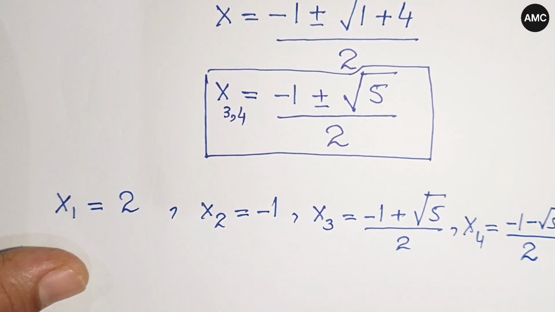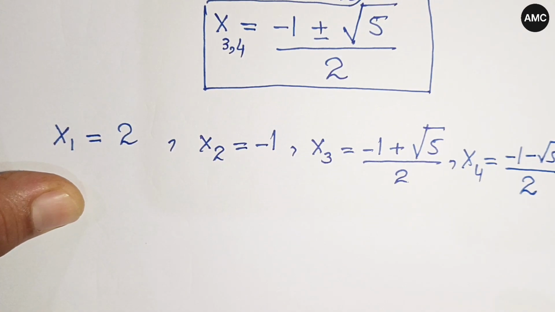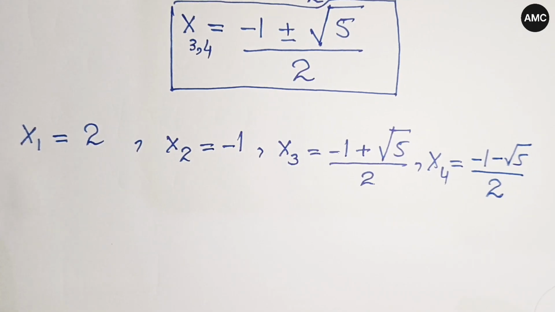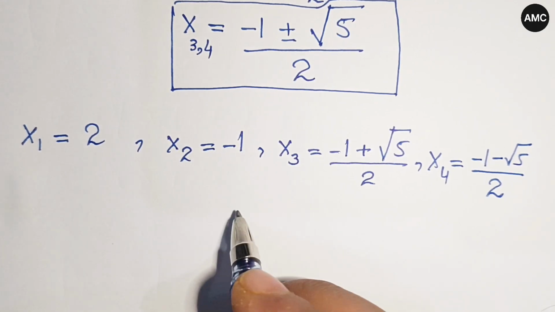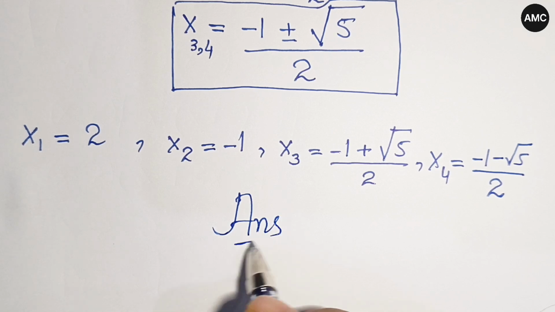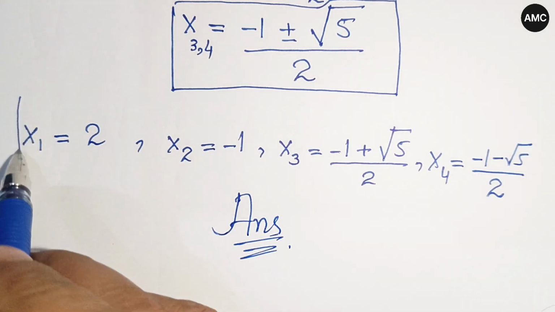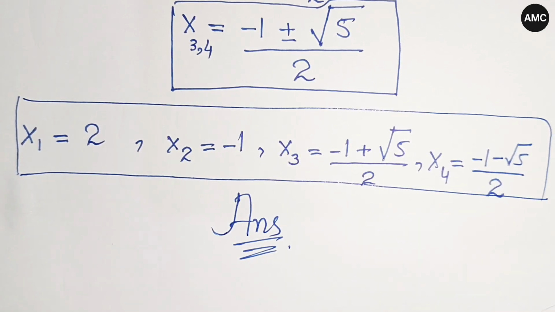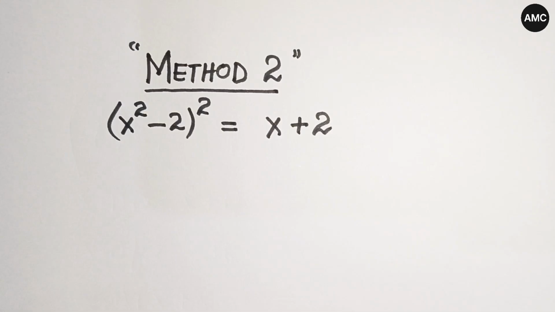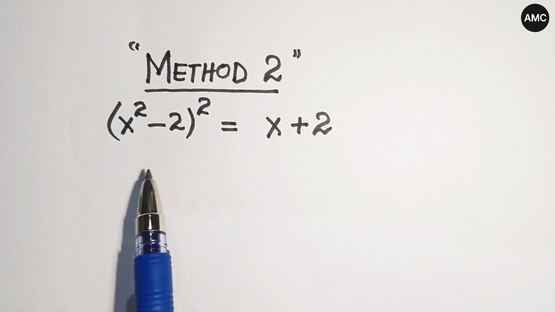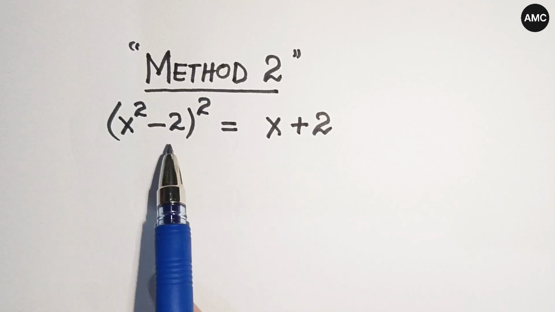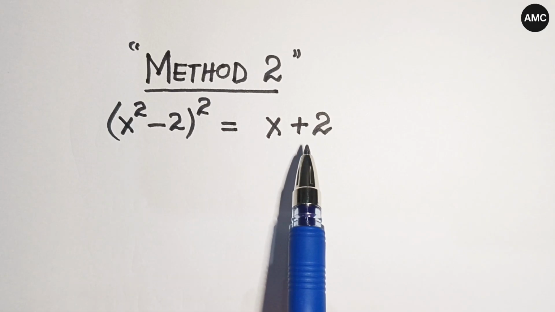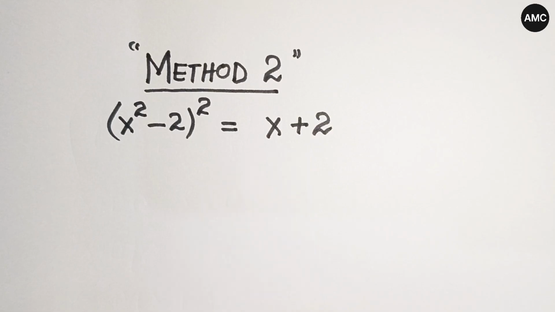So here we have four possible values of x. Now it is our final answer that we have just found the values of x. So it is our final solution. Now we have to solve the same problem by method number 2. So our method number 2 is, now starting here, our problem is x squared minus 2 whole squared is equal to x plus 2. As we know that we have to find the value of x here.